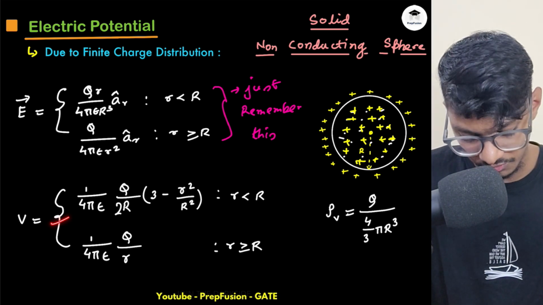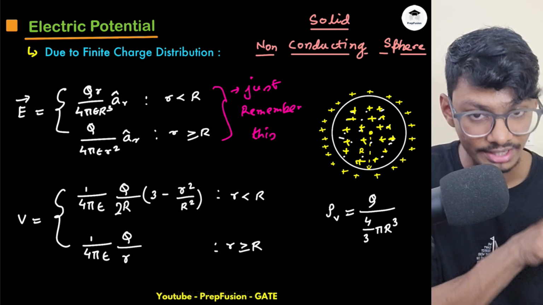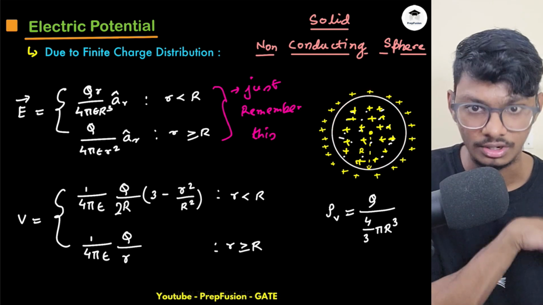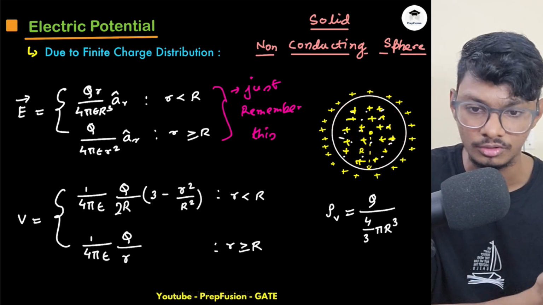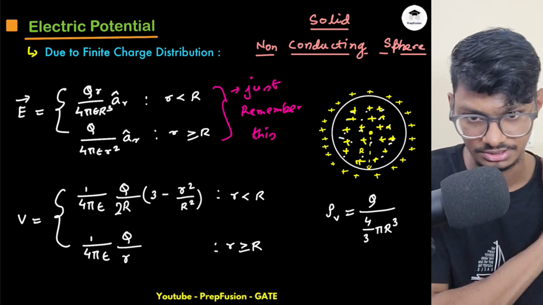So this is the expression for potential due to a non-conducting sphere. As this is a non-conducting sphere, charge can actually reside inside the volume. This is a solid non-conducting sphere, hence charge will reside and electric field will obviously be there, and potential will not be constant anymore. Potential will actually change.